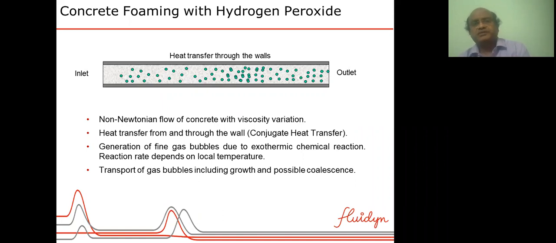You pour hydrogen peroxide into that, and the hydrogen peroxide then dissociates, and gas bubbles of oxygen are formed, which is actually an exothermic chemical reaction. And these bubbles will make the concrete like foam, which can be used to paint using brushes or various means. So this is called concrete forming.